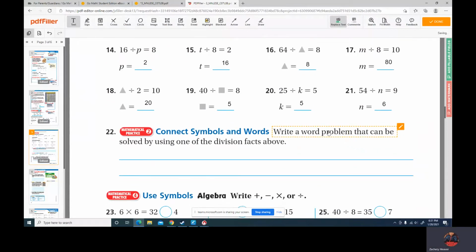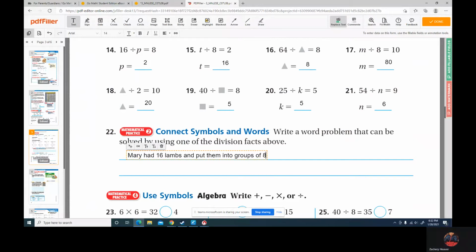So it says, write a word problem that can be solved by using one division fact above. I'm going to write one, and I'm going to see if you guys can solve it. So we can say, Mary had 16 lambs and put them into groups of 8. How many lambs were in each group?